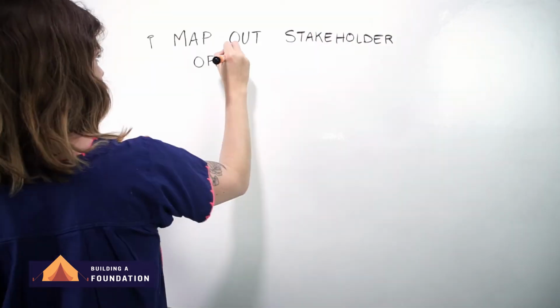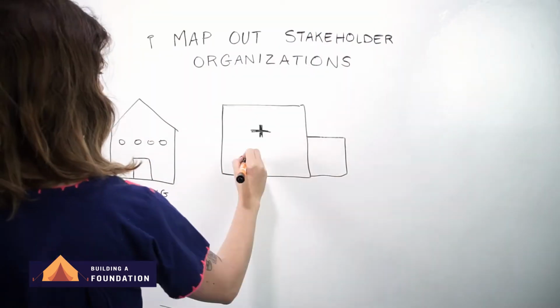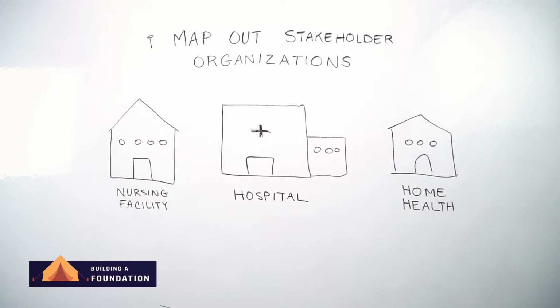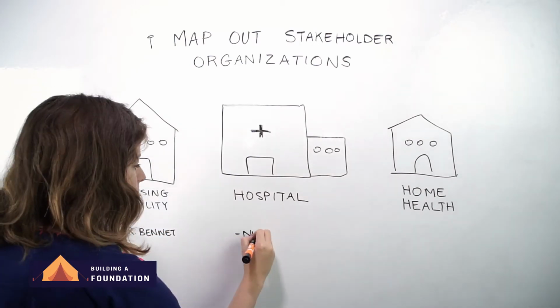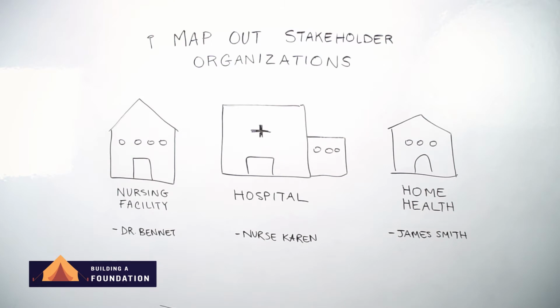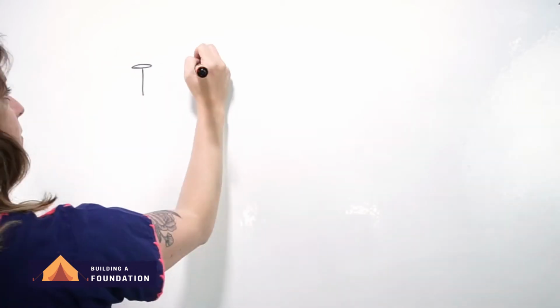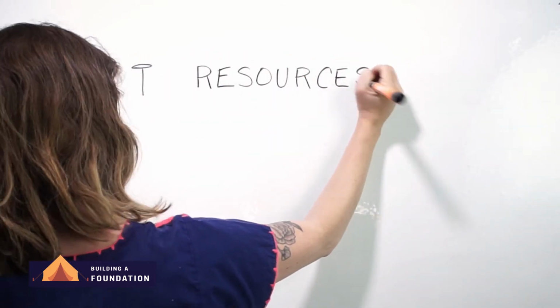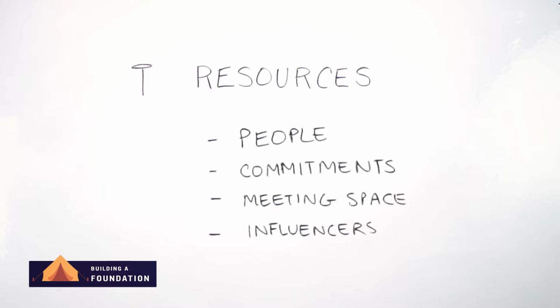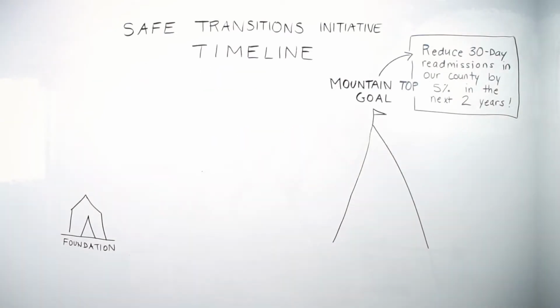Map out the hospitals, nursing facilities, home health agencies, and other stakeholder organizations in your county. List the people in those organizations that you know. Mark those who share your interest in reducing readmissions and whom you might ask to help you lead this initiative. Schedule one-to-one meetings with people you may want to help you lead. Identify the resources you need. Focus on resources that will help you grow your capacity to meet the goal, such as particular people, commitments, space to meet, and relationships with influencers.